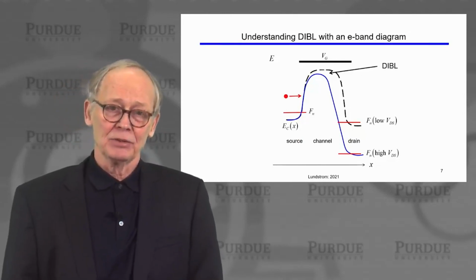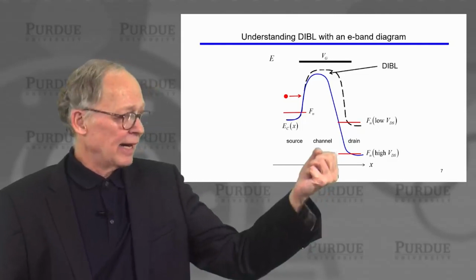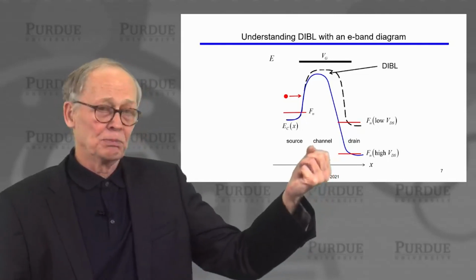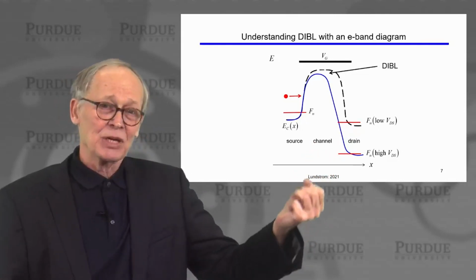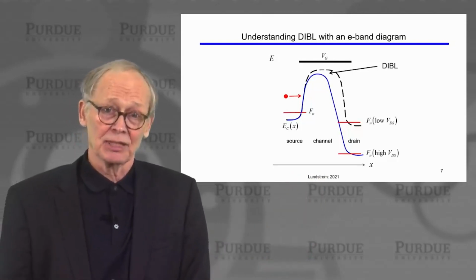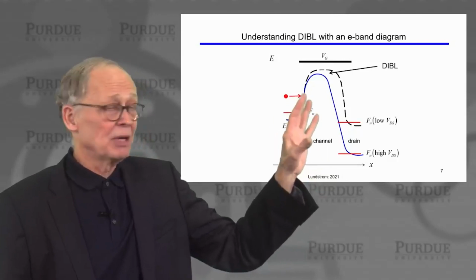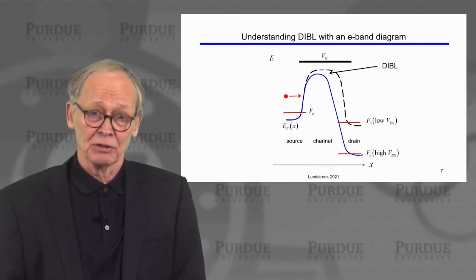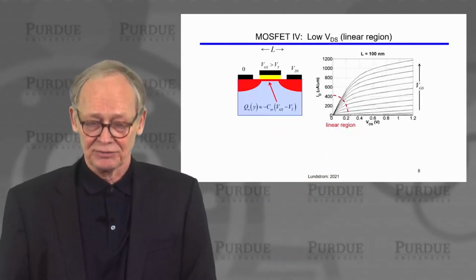That is drain-induced barrier lowering. The higher voltage on the drain is pulling that barrier down. We minimize that by proper electrostatic design of the MOSFET, which we'll talk about later, but there's always some amount of that barrier lowering there. That's the physics of DIBL.